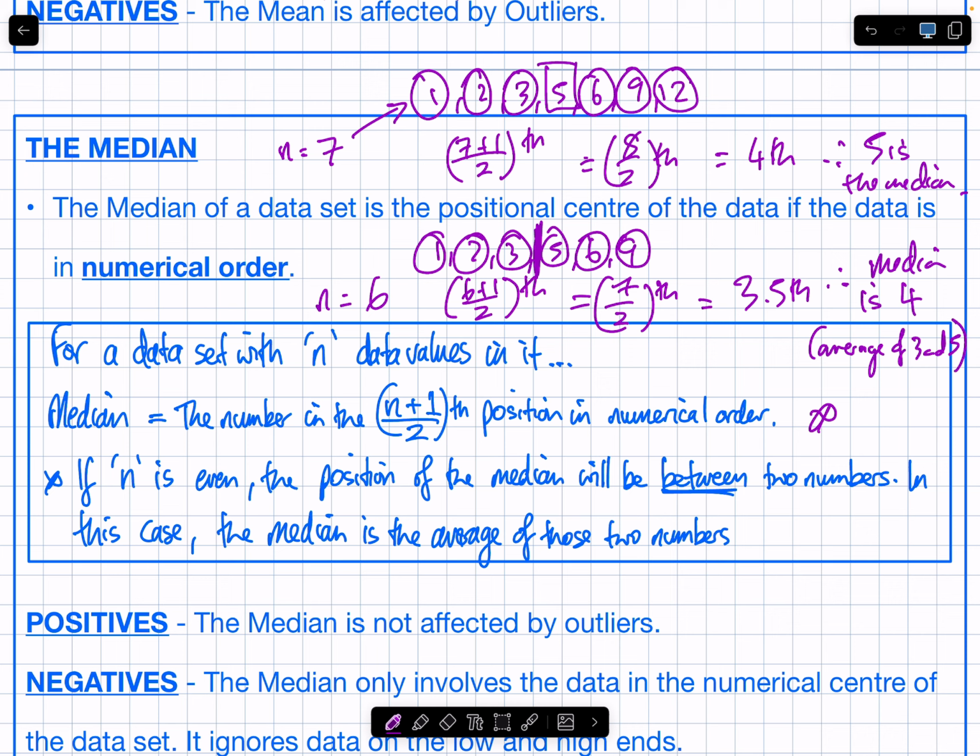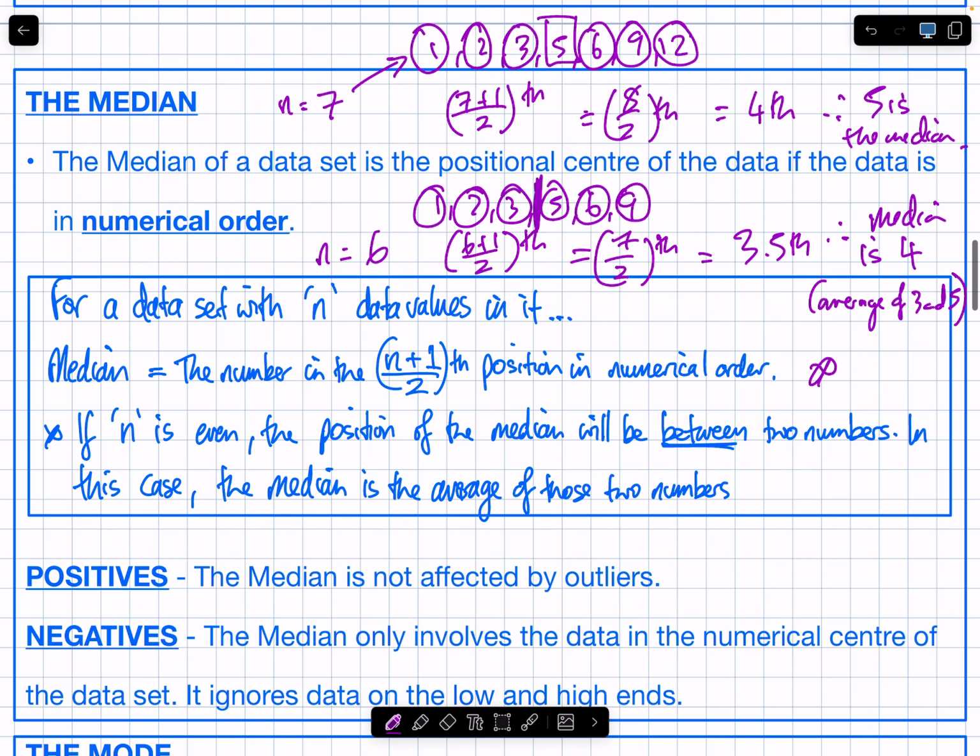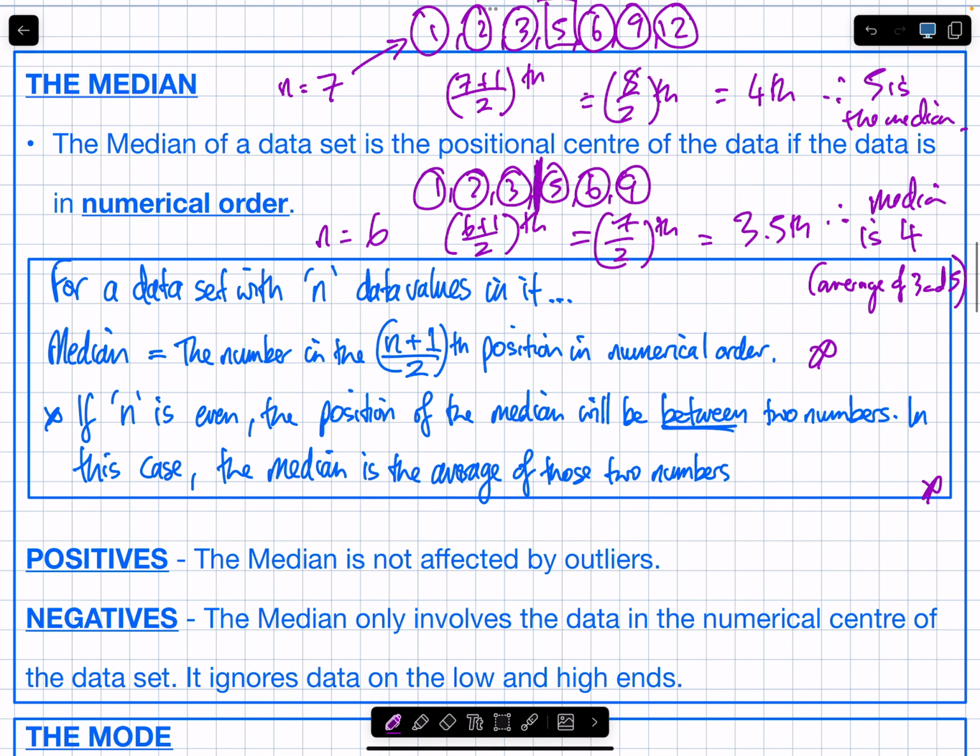Can you get those explanations down, please? And then I'll go over the positives and negatives of the median. The mode is very short, so not many notes to go. I can quickly go over the positives. Why do we like the median? It's not affected by outliers.